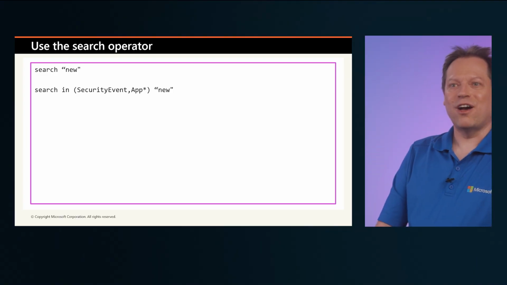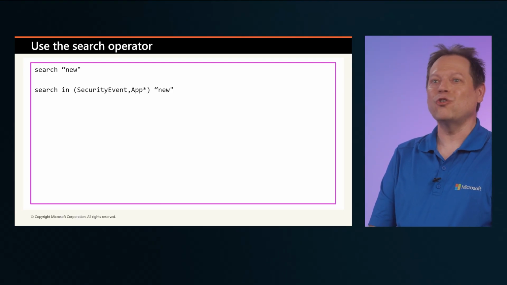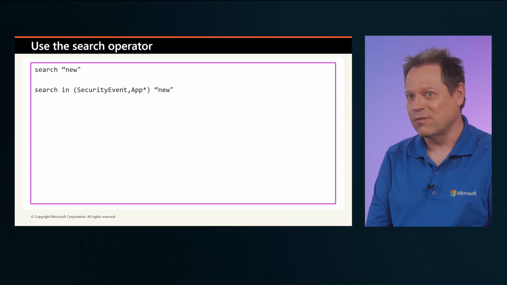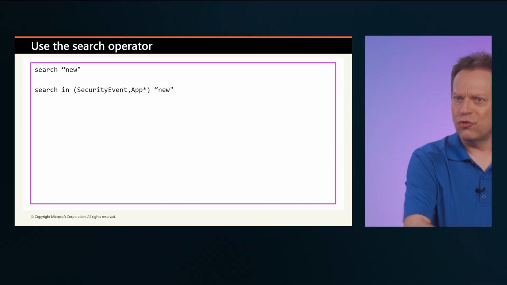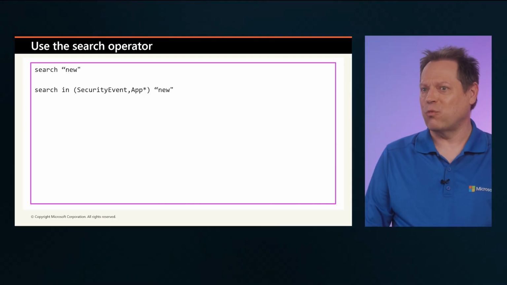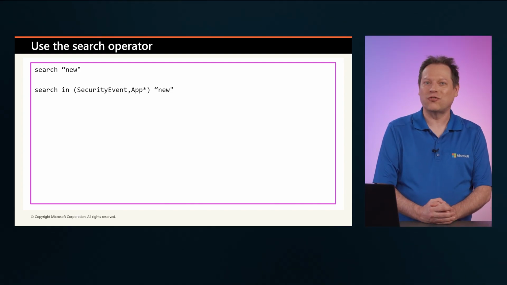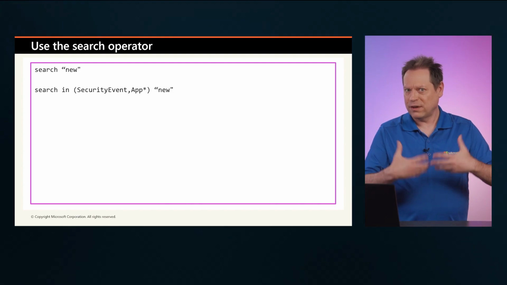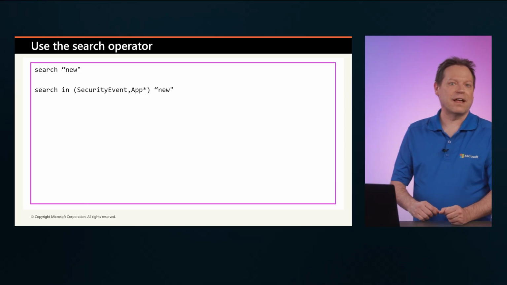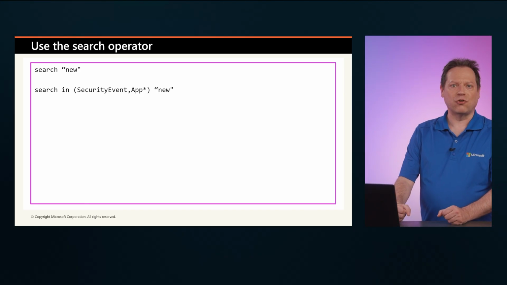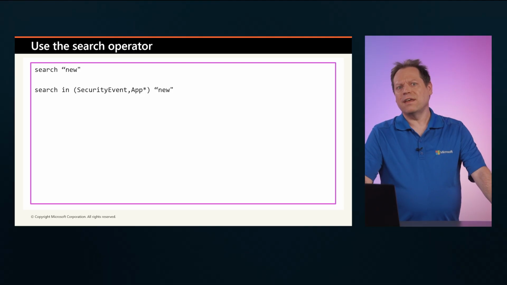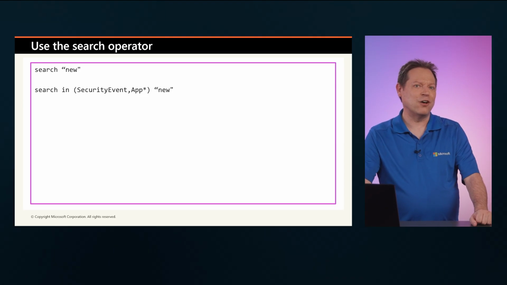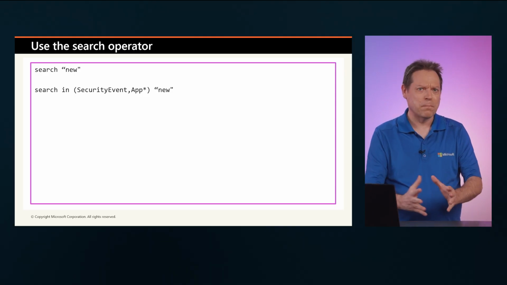When you need to quickly hunt for a term across data, the search operator is a fast way to begin. For example, you might use something as simple as search "new" to find records containing that word. You can also scope the search to specific tables, like searching within SecurityEvent and any table that starts with App by using patterns such as search in (SecurityEvent, App*) "new". This is especially useful early in an investigation where you're still figuring out where the relevant evidence might live.